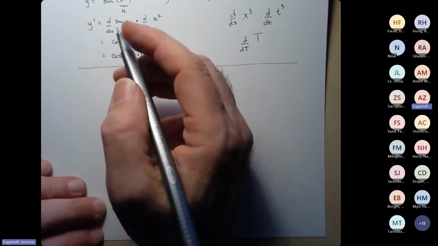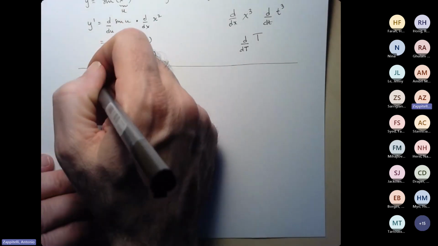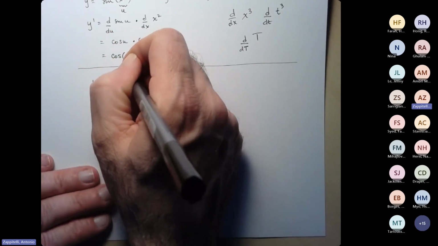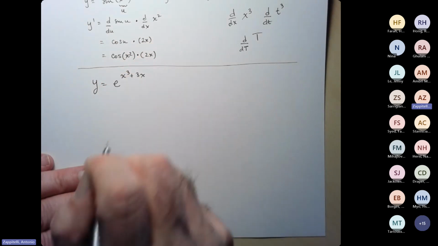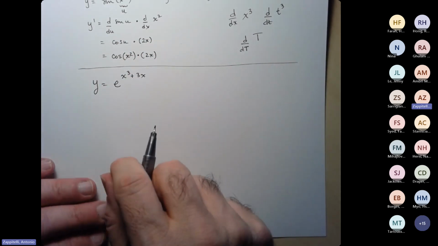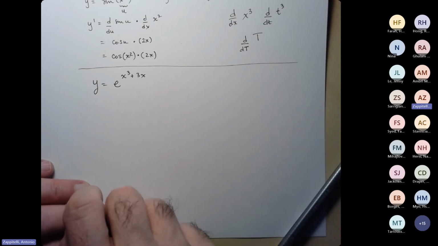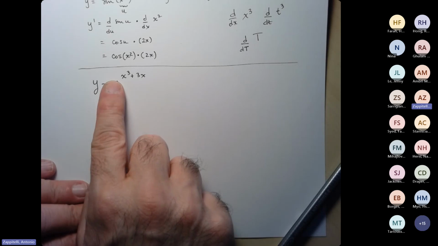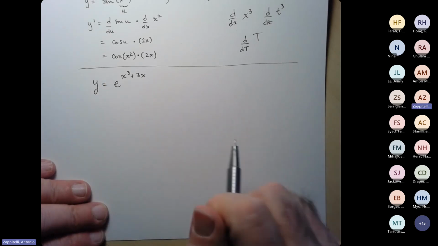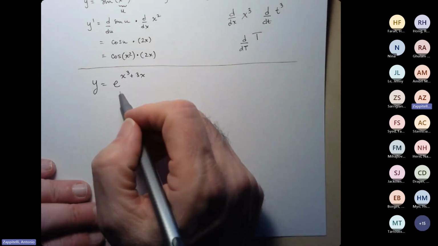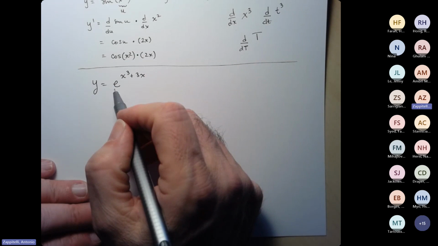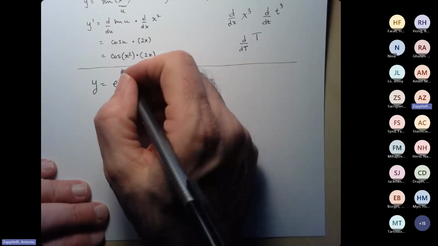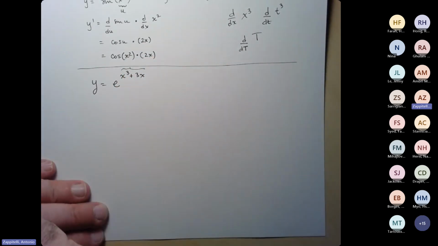Okay, let me pick something here. Let's take y equals an exponential function, e to the x cubed plus 3x. Can you see how there are two easy functions? The inside function is x cubed plus 3x. And what's the outside function? Well, it's just e to the x. But since I don't have e to the x, who's going to tell me what I'm going to call this inside function to help me determine the derivative?